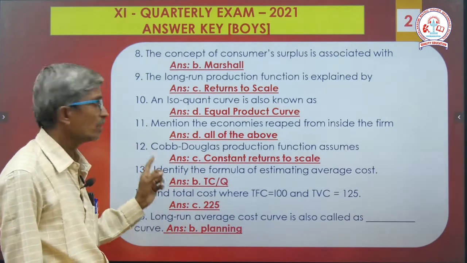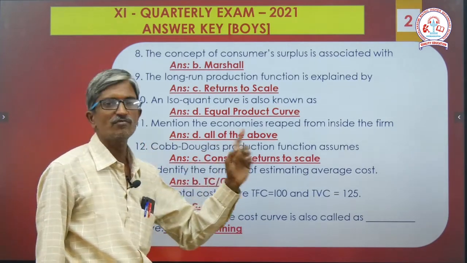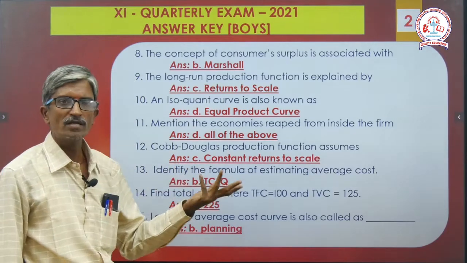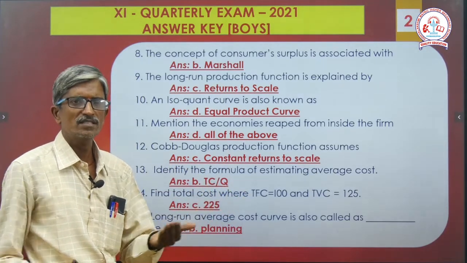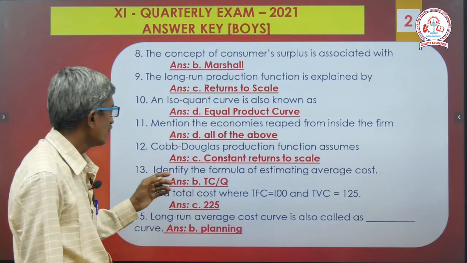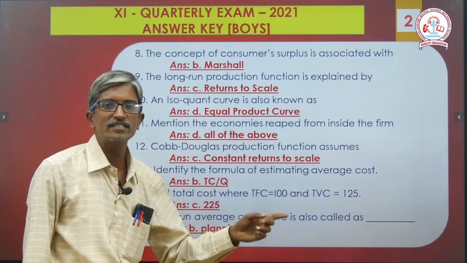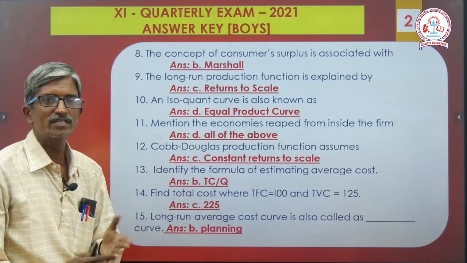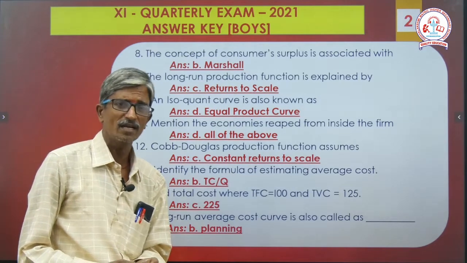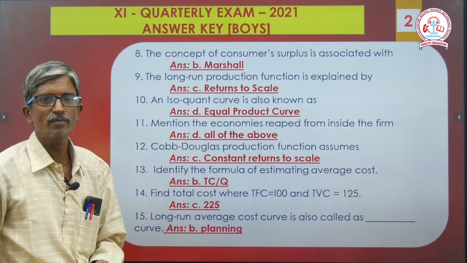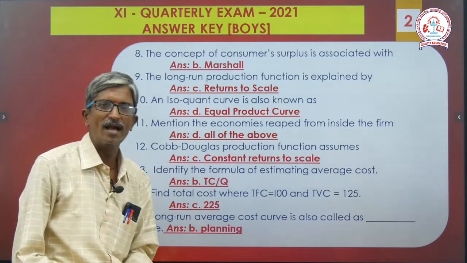Next, question number 12. Cobb-Douglas production function. என்ன constant returns to scale, constant ஆ நமக்கு வந்துட்டே இருக்கும். Next, identify the formula of estimating the average cost. Average na AC. What is the formula for AC? TC by Q, total cost by quantity. How do you obtain average அப்படினு கேக்குறாங்க.